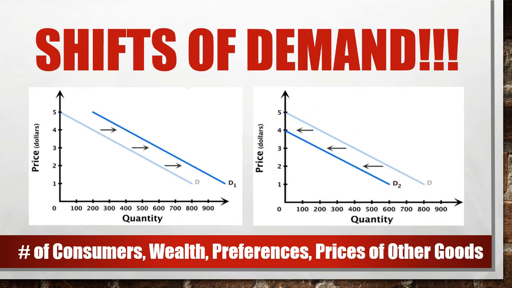There are 4 demand shifters according to our textbook. Sometimes there's different ways of separating these ideas in different textbooks, whatever, but in the textbook that we use, there are 4 separate demand shifters. They are the number of consumers, wealth, preferences, and the prices of other goods. So let's look at each of these in turn, just quickly.